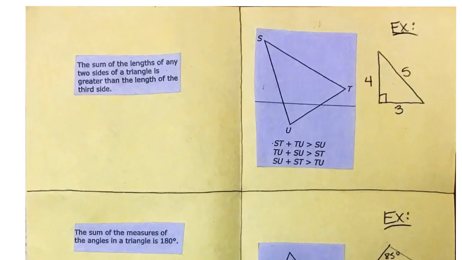Okay, our first one here, our top one, is the triangle inequality theorem. And our little blurb that we glued in, or that you may have to write in if you don't have this, over here it says, the sum of the lengths of any two sides of a triangle is greater than the length of the third side. And so we'll look at an example over here on the right side so that you understand what that means.